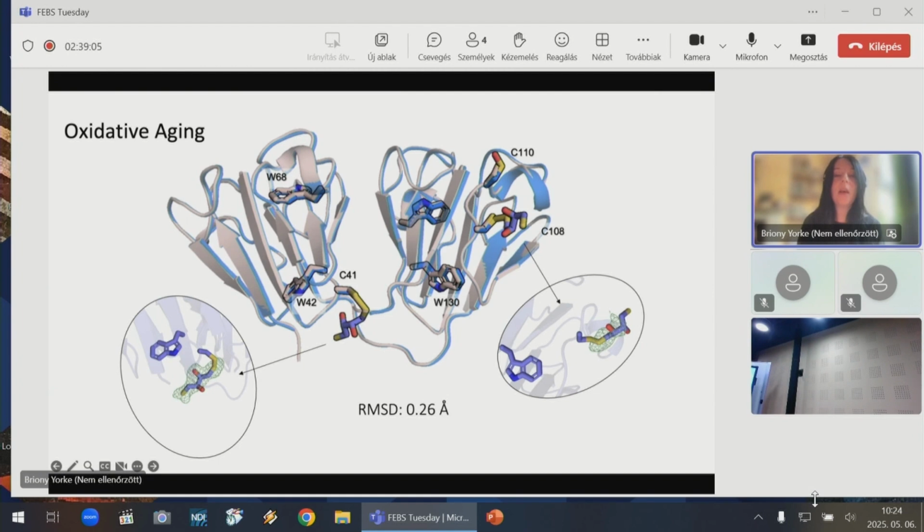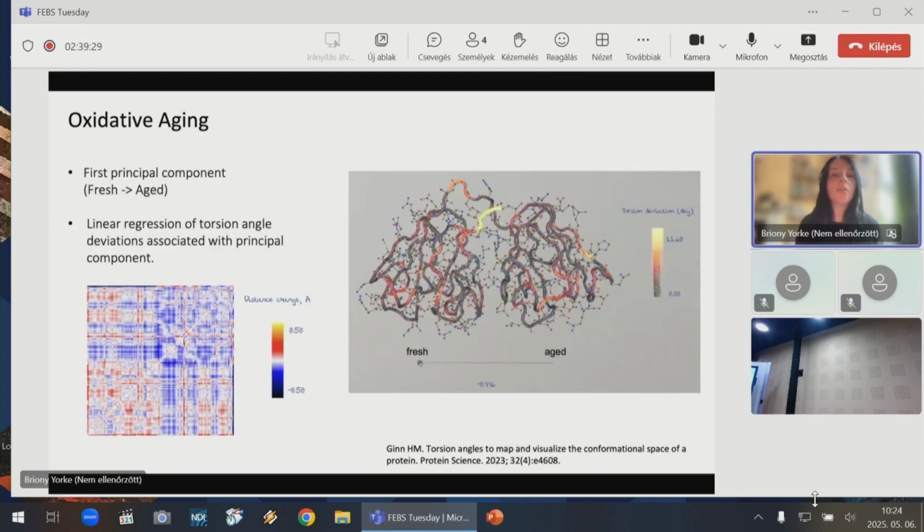We wanted to know if this caused any significant structural changes in the protein and if the disulfide adduct had actually affected the fold. It's quite difficult to tell by analysing the overlays of our 2 structures whether there were significant structural changes. So to do this, we used a program developed by Helen Ginn that uses torsion angles throughout the structure of the protein to perform a principal component analysis.